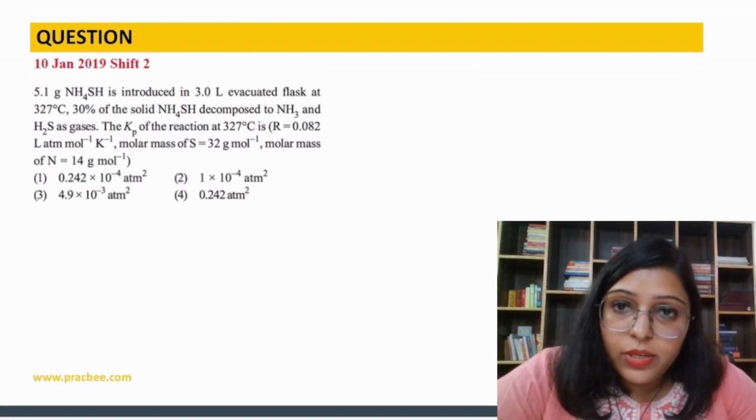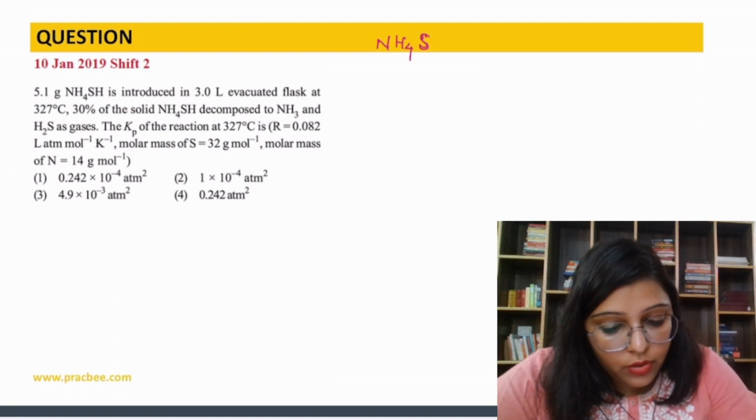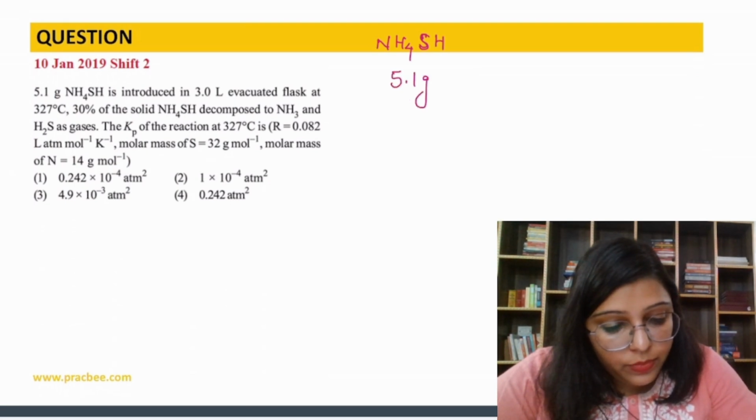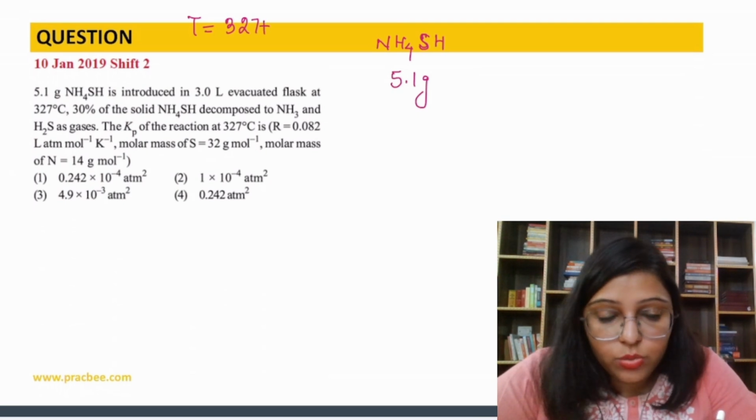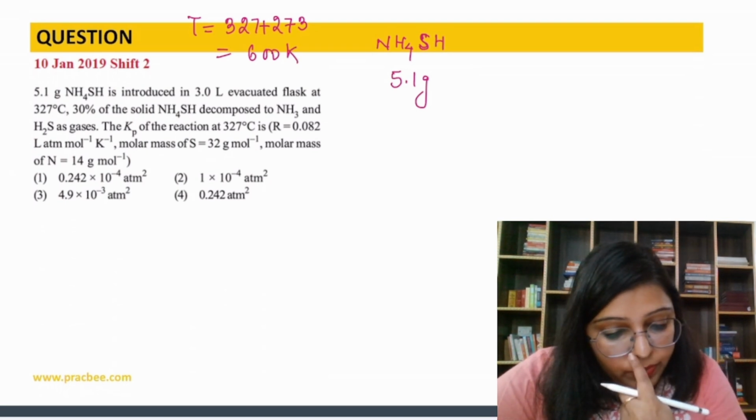5.1 gram of ammonium sulfide is introduced in a 3-liter evacuated flask. It's not sulfide, it's NH4SH. So this is 5.1 gram and it is introduced in a 3-liter vessel at 327 degrees Celsius. So 327 plus 273 is equal to 600 Kelvin.